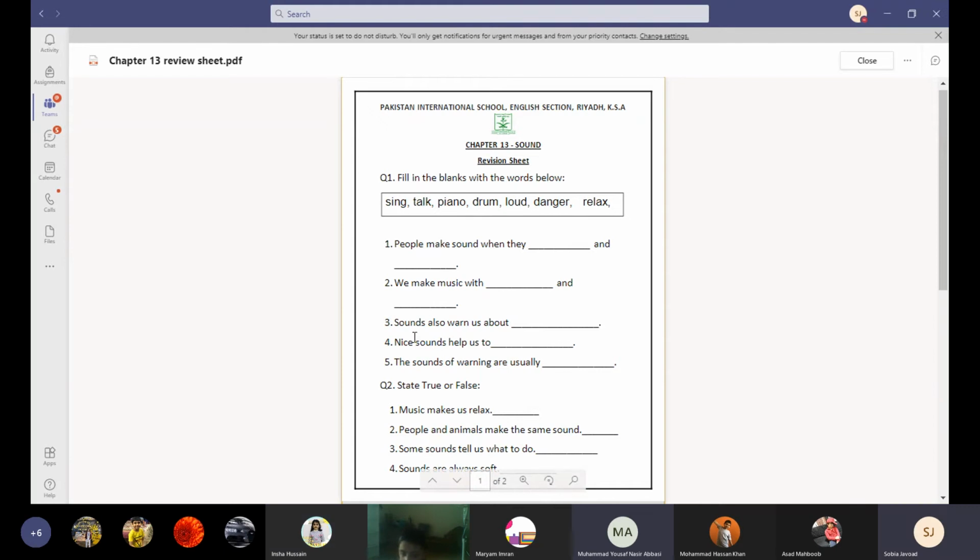Piano and drum. Okay, now Ayan's turn. Sounds also warn us about danger. Nice sounds help us to dash. Okay, the sounds of warnings are usually dash. What? The sounds which warn us are usually what? Are they loud or soft?